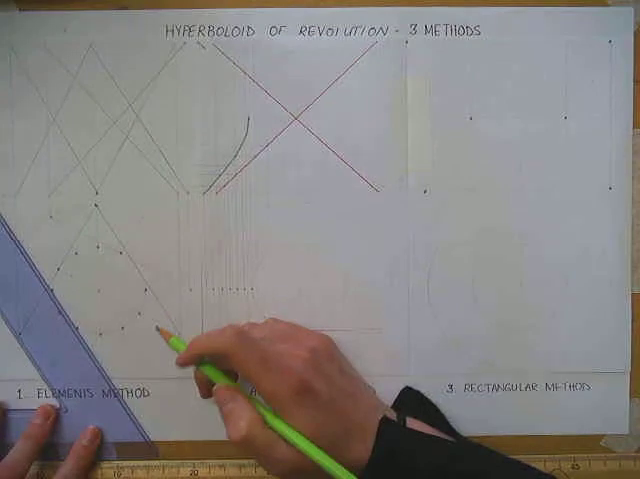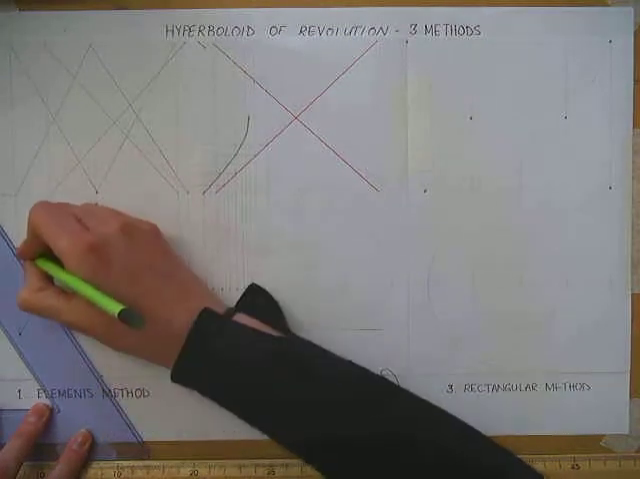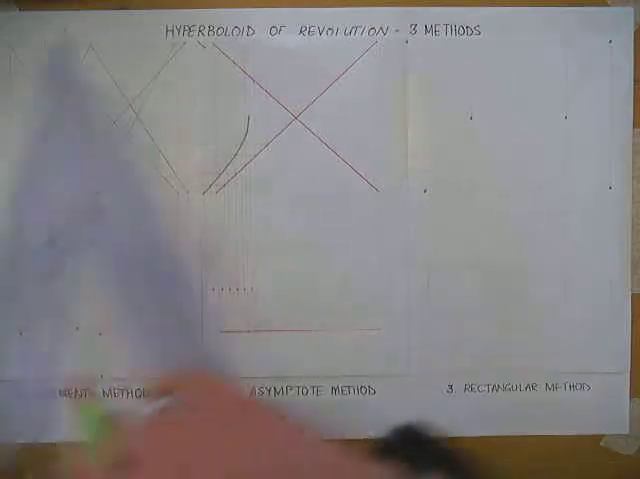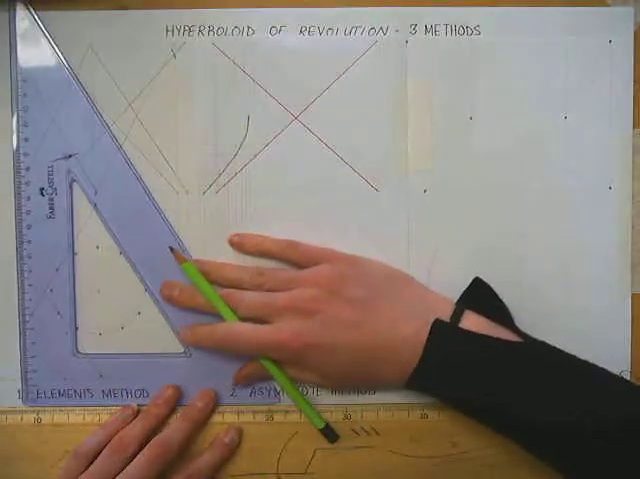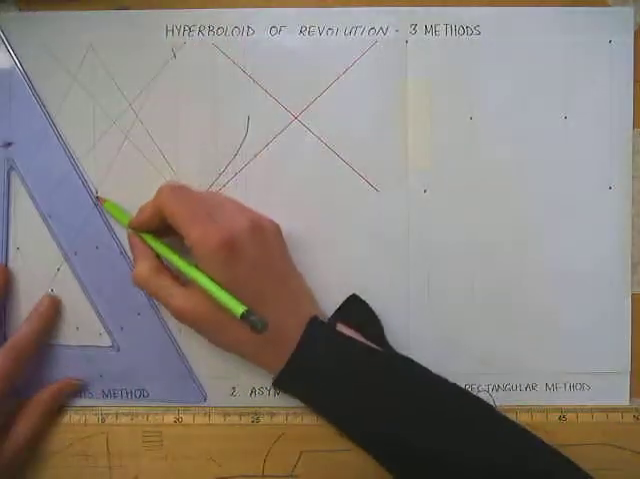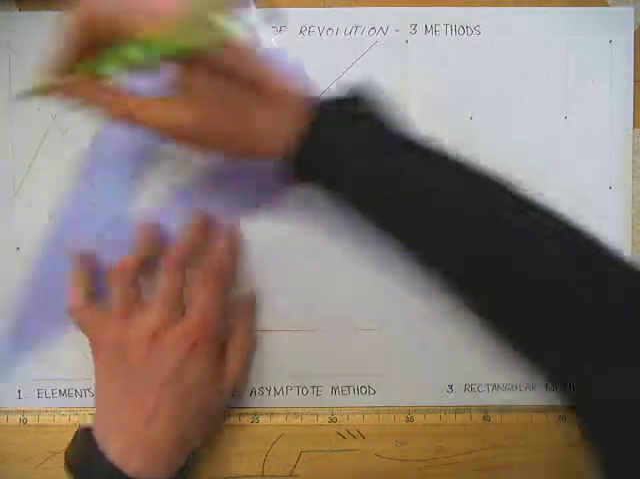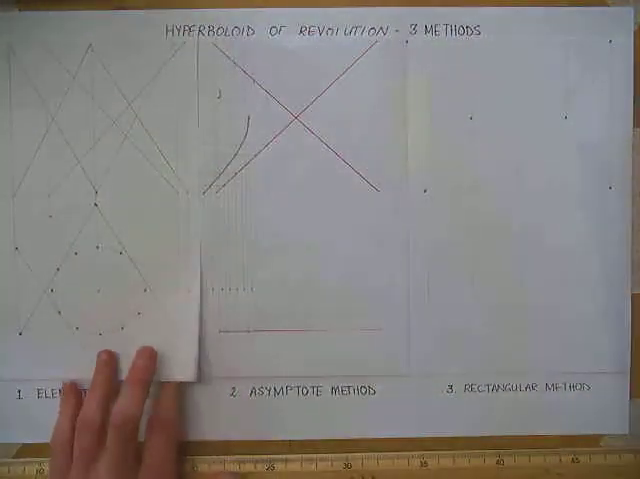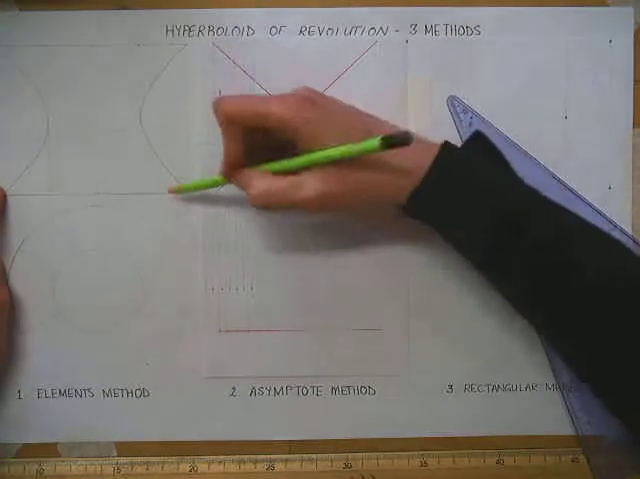So again, 90 degrees to this one. Get another 2 points. Bring them up into your elevation. And again, crisscross them. They happen to be actually on the same element anyways. And you'll do this 12 times until your 2 hyperbolas are created.